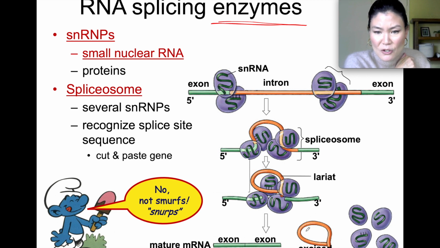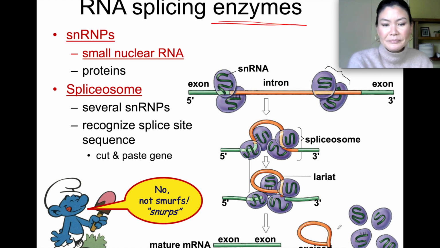What happens to the intron? Remember, this is in the nucleus. So those intron nucleotides, that RNA nucleotide is just going to get cut up and then reused. It can be reused to make more mRNA.